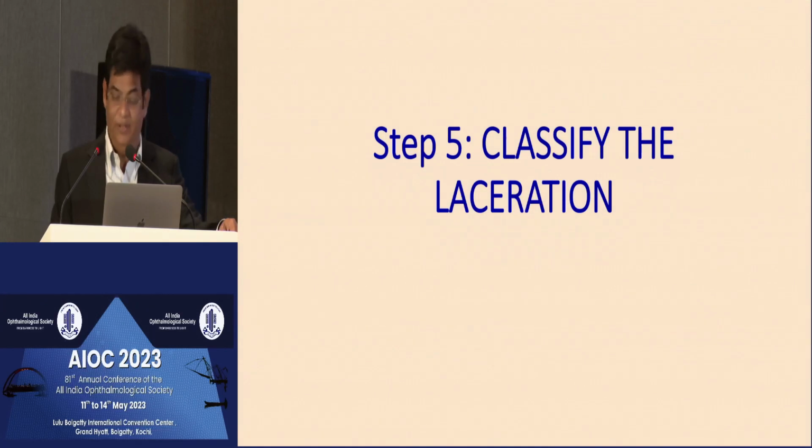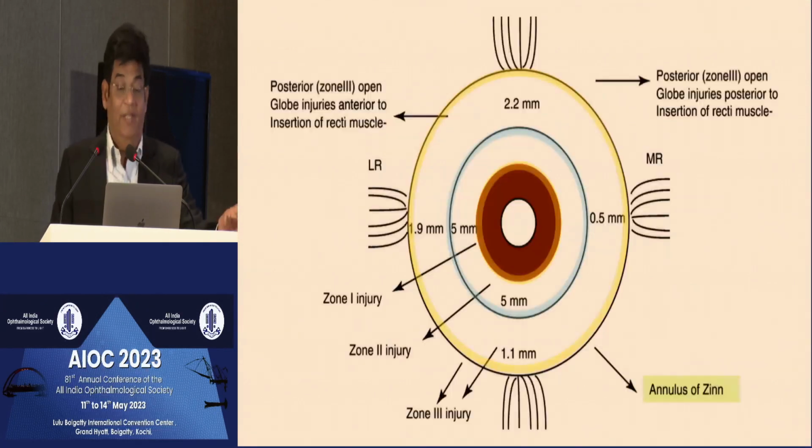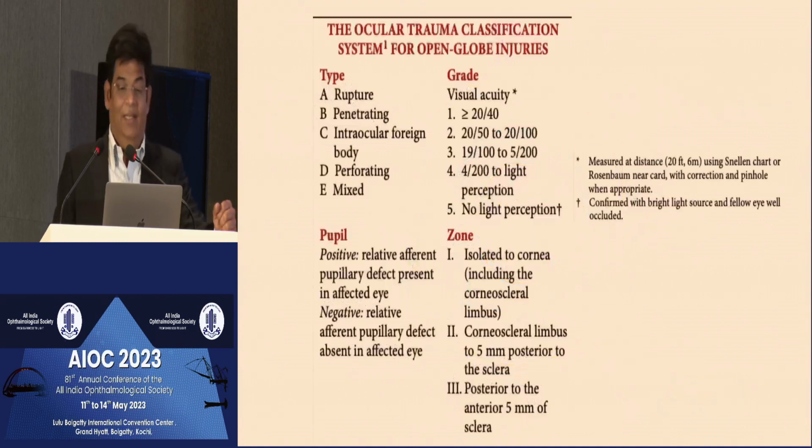Then we need to classify the laceration by where it is. The eye is divided into 3 zones. One is at the limbus, the next is within 5 millimeters of the limbus, and the other one is basically posterior to the anterior 5 millimeters of the sclera.